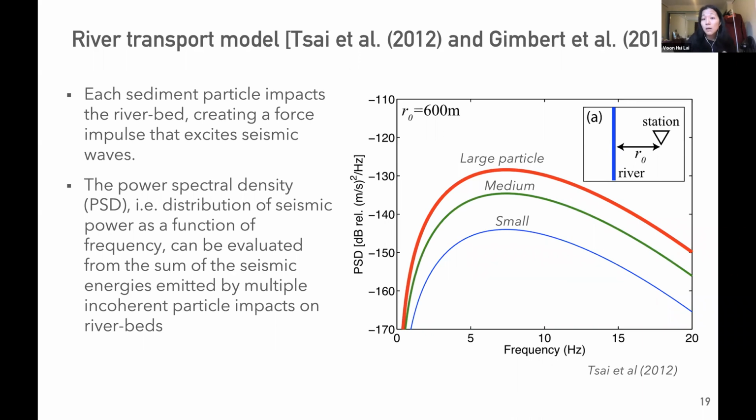On the right, we see an example of power spectral density recorded by a station at some R0 distance away from the riverbank. So in this case, it's 600 meters. The size of the particle matters, so the larger particle generates stronger power spectral density than the medium and the small particles.